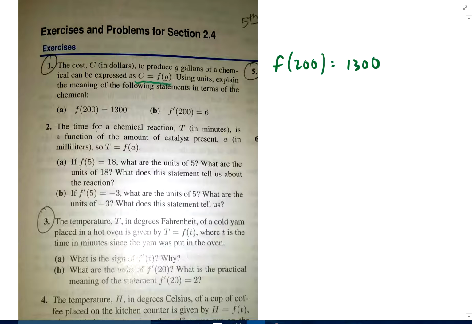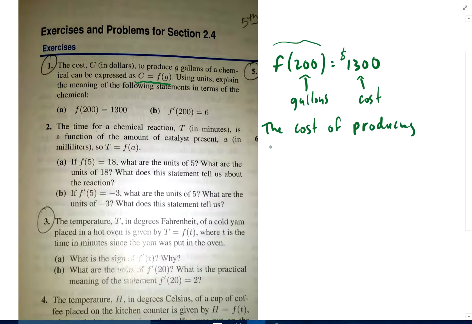Well, looking at this right here, this is my input, or my gallons, and this is the whole thing. That's C, this is the cost. So what this is saying is the cost of producing 200 gallons is $1,300, right? I won't write them all out. Producing 200 gallons is $1,300. Okay, that's A.